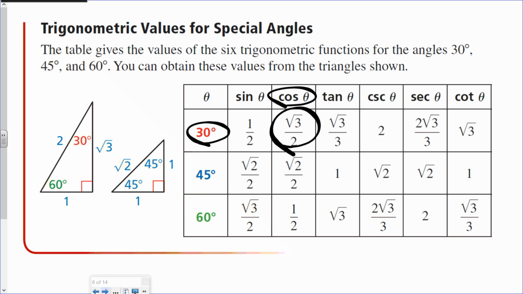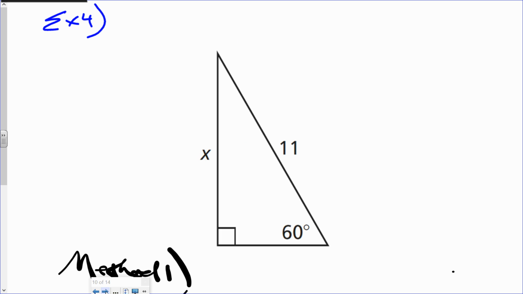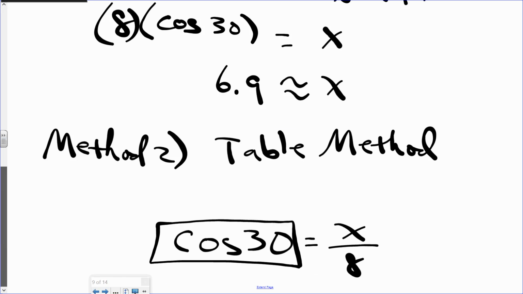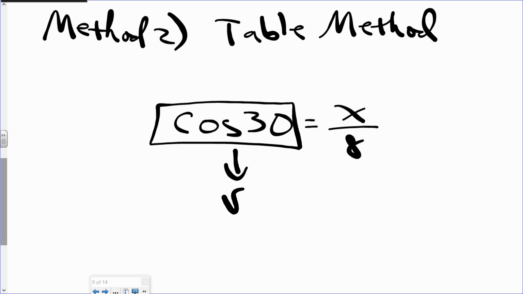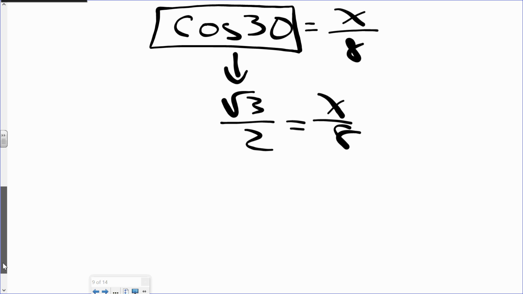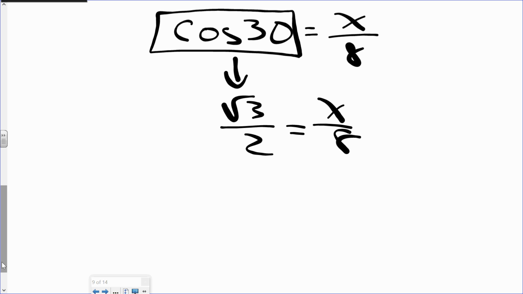There it is. The cosine of 30 is right there, radical 3 over 2. So I'm going to replace cosine of 30 with radical 3 over 2. Look at it. This becomes radical 3 over 2 equals x over 8. Look at that weird equation. It's the proportion. Look at that. Nice.